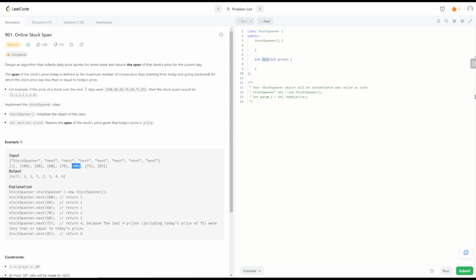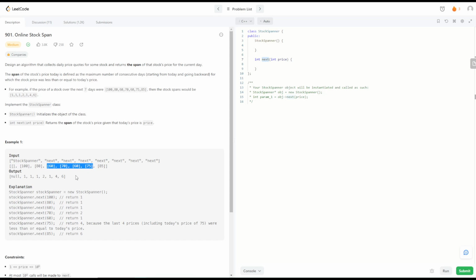But again, when I look at 60, look at the consecutive day before it, the first one would be 70. So it's impossible to have more than 1 day that has a value less than or equal to 60, as you can see one here. But when I look at 75, if I look back, 60 is less than that, 70 is less than that, 60 again is less than that. So we have four elements that are less than or equal to 75.